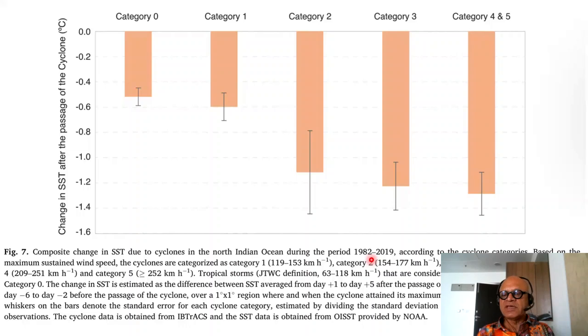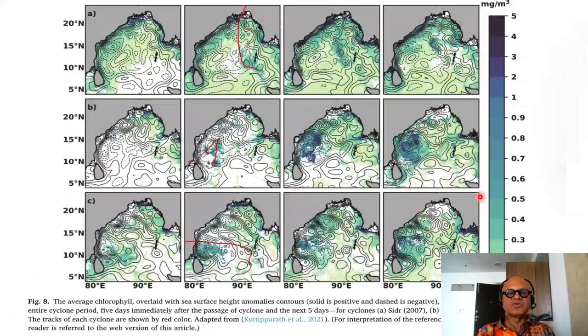Different periods are used basically because it's a synthesis of previous studies mostly according to cyclone categories. Based on the maximum sustained wind speed, the cyclones are categorized as category 1, 2, 3, 4, 5. You can look up the wind speeds. I don't think I want to say more about the details there. So main point I would make is that there is a jump and then there is a slight increase as the cyclones get stronger. You expect a chlorophyll response as well, which was done by Kutipurat in 2021.